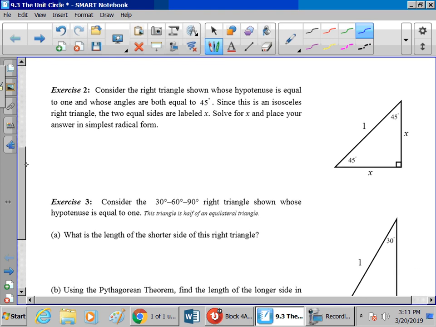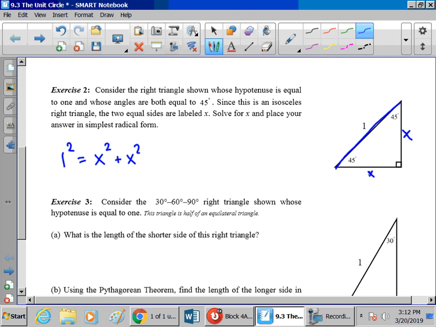So we consider the right triangle whose hypotenuse, the side opposite the right angle, has length 1, and whose angles are both equal to 45. So this is an isosceles right triangle. So that means that both of our other sides have to be equal, because it's an isosceles right triangle. And we're going to call both the sides x. All right, so, well, it's a right triangle, so we have the Pythagorean theorem. And that means that my hypotenuse, 1 squared, equals the sum of my two shorter sides squared, my two legs, x squared plus x squared.